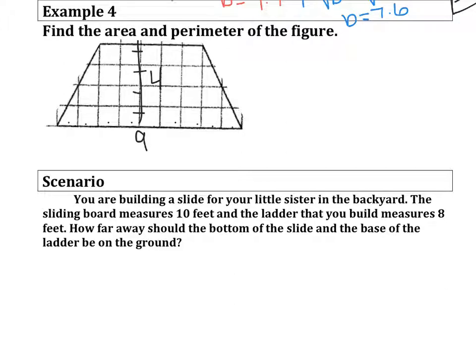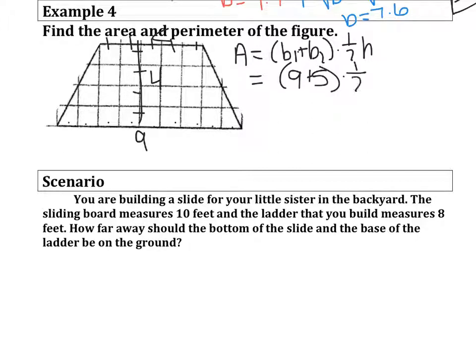To find area, we would just simply use the formula from yesterday, which was base 1 plus base 2 times half of the height. So for base 1, we would put in 9. We have to add the second base, so 1, 2, 3, 4, 5 up top. And then times half of the height, which would be half of 4. So then we end up with 14 times 2, and we get 28 square units.